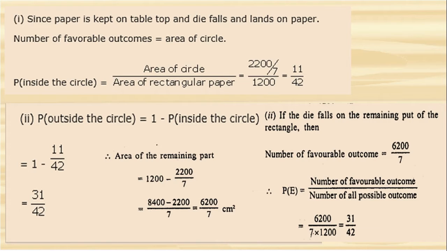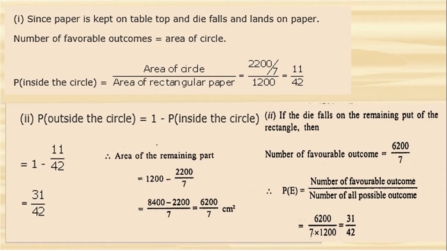Now the second sub question can be solved in two methods, children. Both the methods I have given over here. First, you just understand this in this way. As they asked us to find the probability that it will fall and land outside the circle, we can go for the complement, that is, probability of outside the circle is equal to 1 minus probability of inside the circle. Hence, it results as 1 minus 11 by 42 which is equal to 31 by 42.